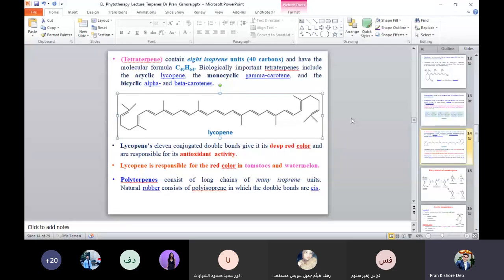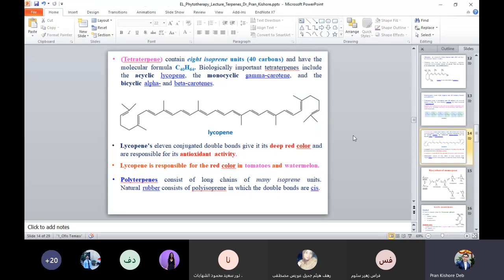All right. Next one is polyterpene. After tetraterpene, we call them polyterpene if they consist of long chains of many isoprene units. For example, natural rubbers are examples of polyterpene, in which the double bonds are mainly cis to each other. So with this, we will finish our lecture today.